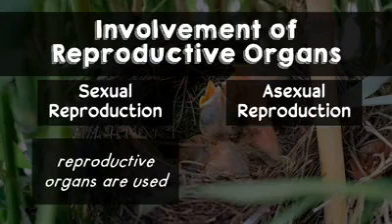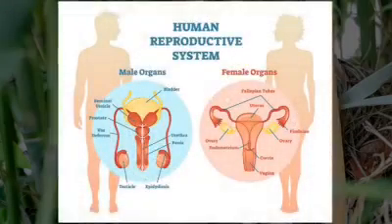So, in sexual reproduction class, reproductive organs are used or they are present. So, do you still remember the different parts of the reproductive system? I have here an illustration showing the human reproductive system. If you're a boy, you will have male organs. Or if you're a girl, you will have female organs.